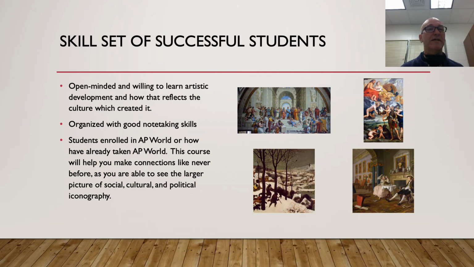All right, let's take a look now at the skill set that successful students tend to have. One, you've got to have an open mind. We're going to go through a variety of image sets across cultures, across empires, across continents, and so it is not just Eurocentric in terms of the Renaissance and stuff like that. Will we hit those pieces? Absolutely. But we're going to get pieces from all over the globe, and you've got to have an open mind about learning new things.